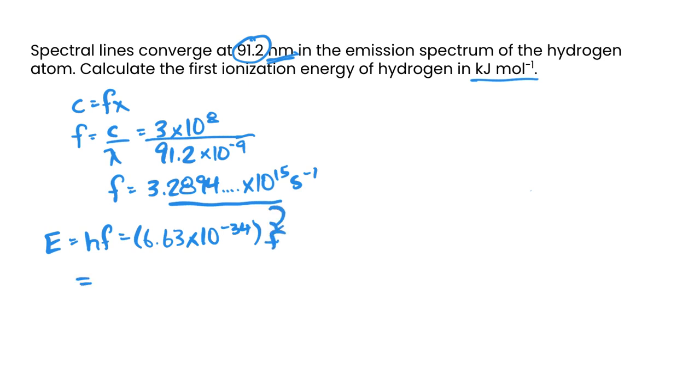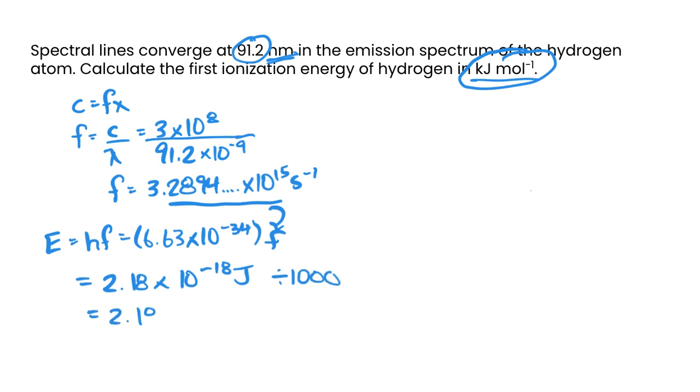And that, if we do that calculation, gives us 2.18, a few other digits, but I'll leave them out, times 10 to the negative 18 joules. Now this is just in joules, and this is joules per a single photon of light. So to get it into kilojoules per mole, we first need to divide by 1,000. And that's going to give us our kilojoules.